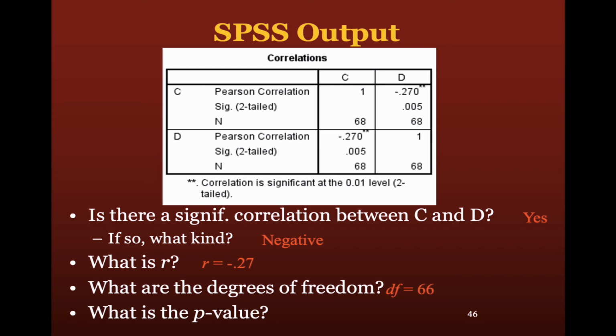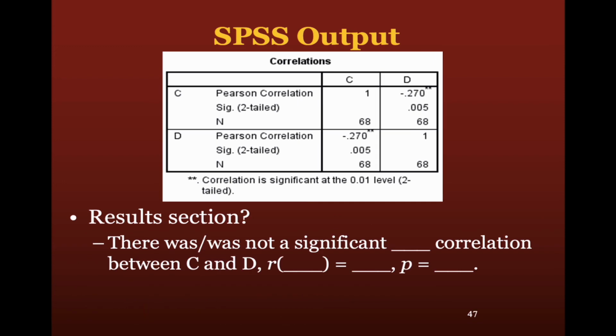Our degrees of freedom are going to be the number of participants, which is 68, minus 2. So we have 66. And then our p-value is going to be 0.005. Now, if we were to write this up, again, we know that there's a significant correlation between these two variables. So we would say there was a significant negative correlation between C and D. R, and then the degrees of freedom would be 66, equals negative 0.27. P is equal to 0.005.